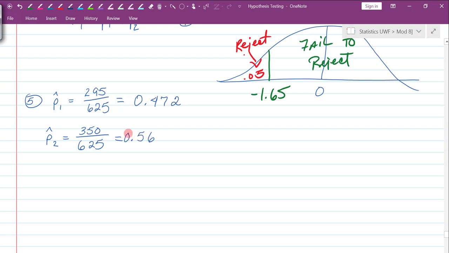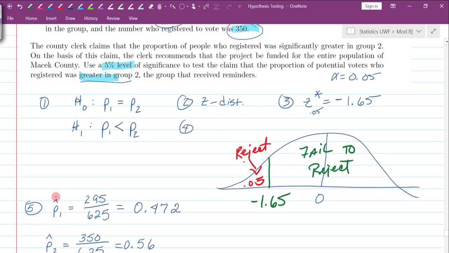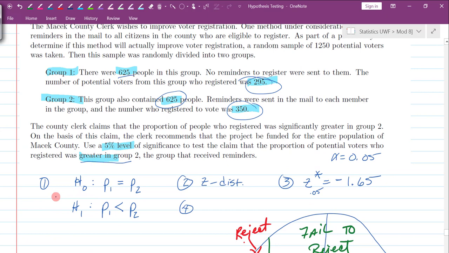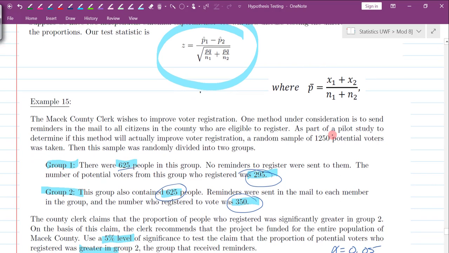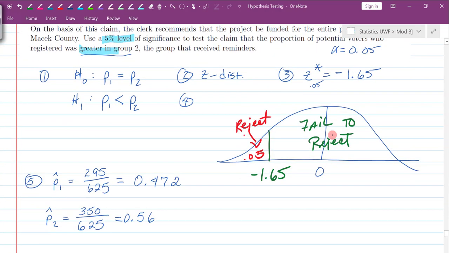Alrighty, the next thing I need to calculate is P bar and Q bar. So P bar is going to be equal to the average response. So it's x sub 1 plus x sub 2 divided by n sub 1 plus n sub 2. So we had 1,200 people total, but I'll show it to you separately.